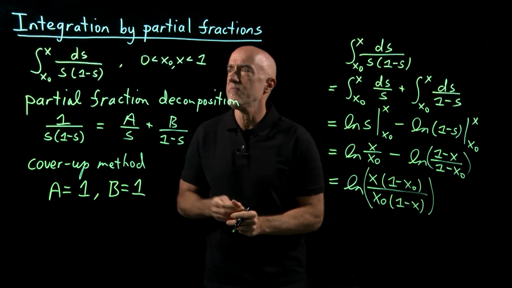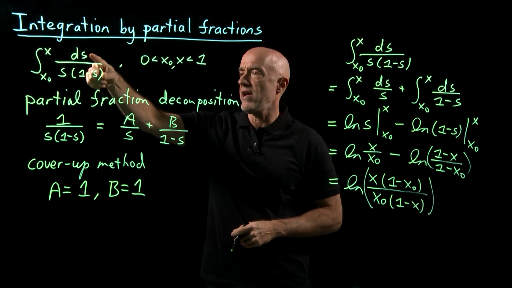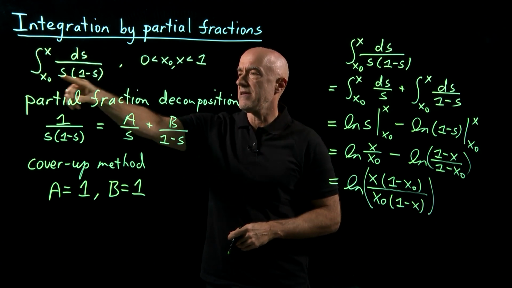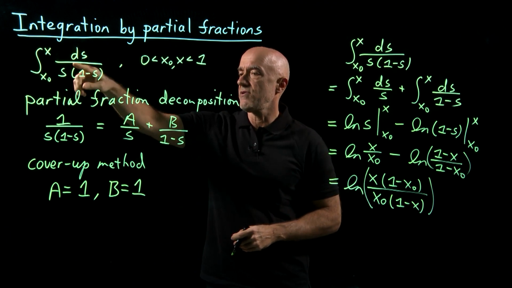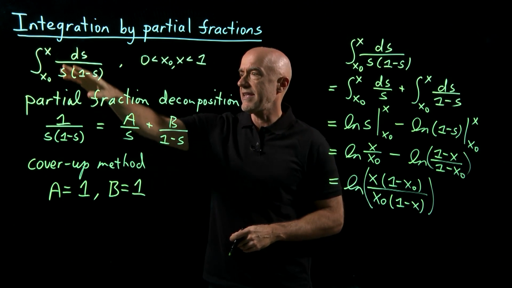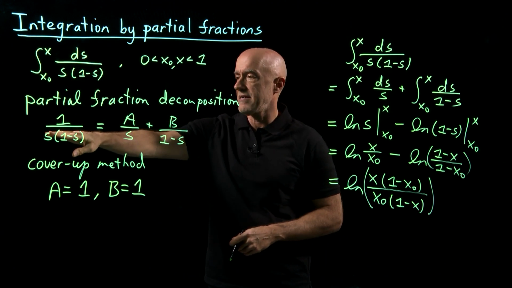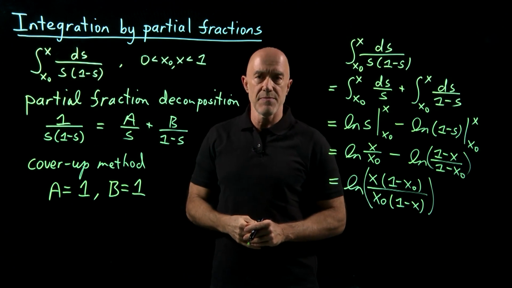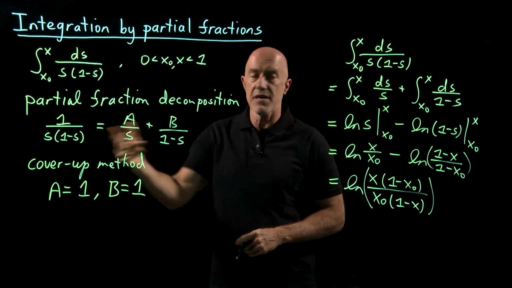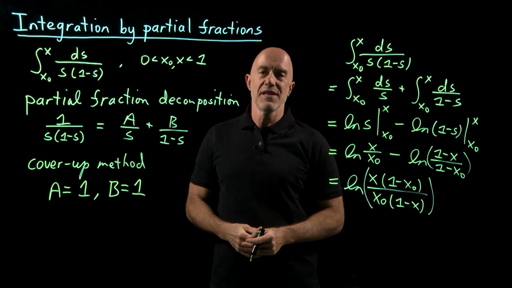Okay, so let me review. Integration by partial fractions is an attempt to integrate rational functions. We might have complicated denominators. If the denominator is simple enough, then it's easy to do a partial fraction decomposition. So I took a very simple example to integrate ds over s times 1 minus s. We do a partial fraction decomposition. It's very quick to find a and b if we use the cover-up method. Then we integrate, we get logs, and we can combine everything together.